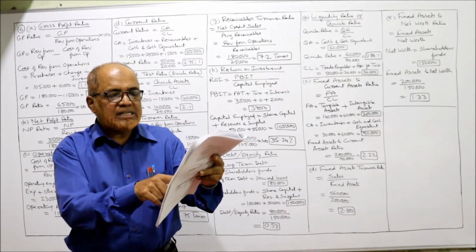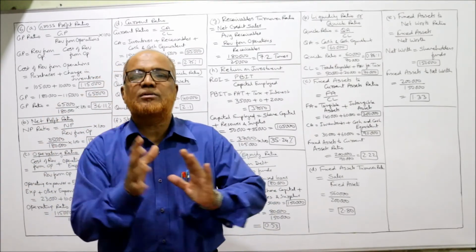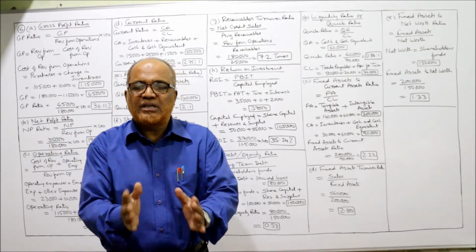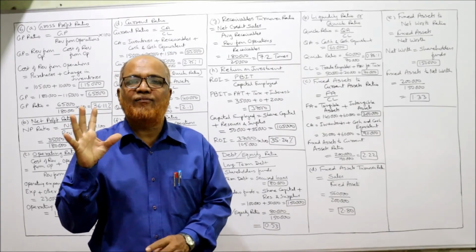Below that, total sales for the year are given as 5,60,000. From this information, you have to find out 5 ratios.